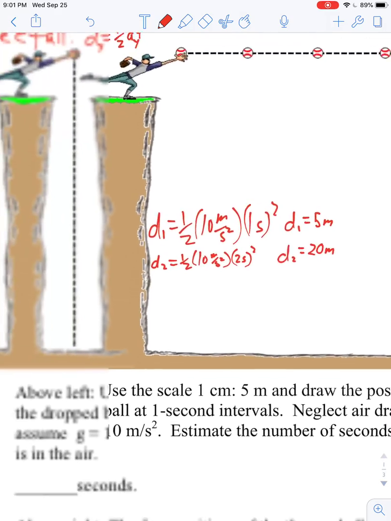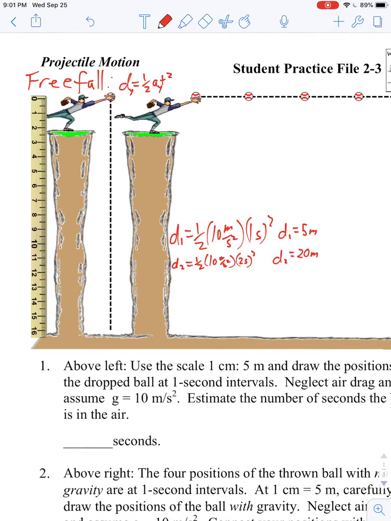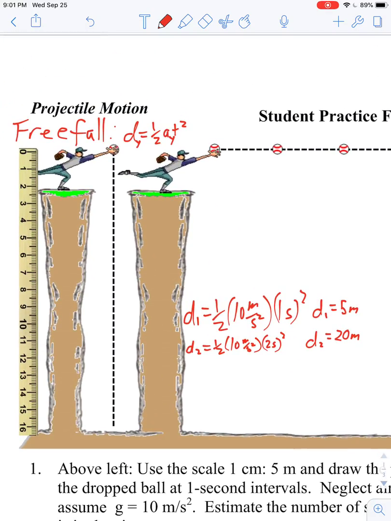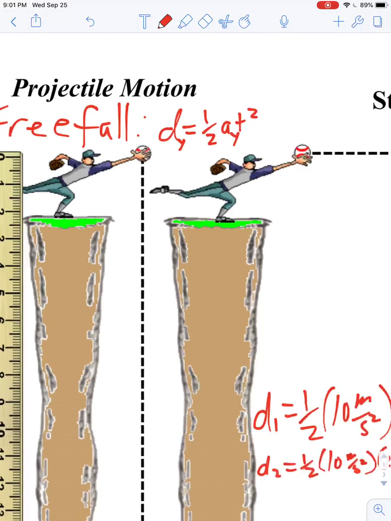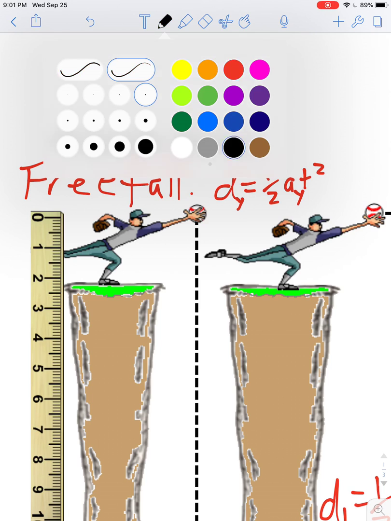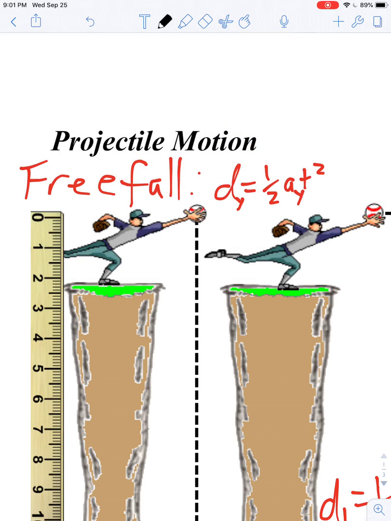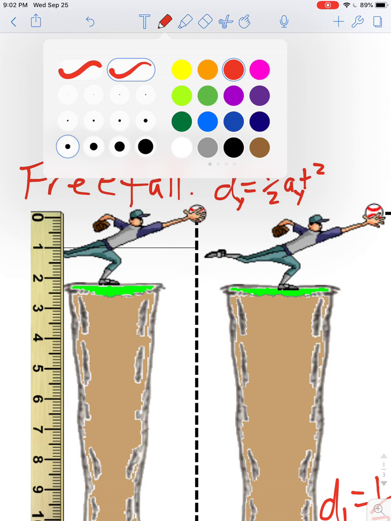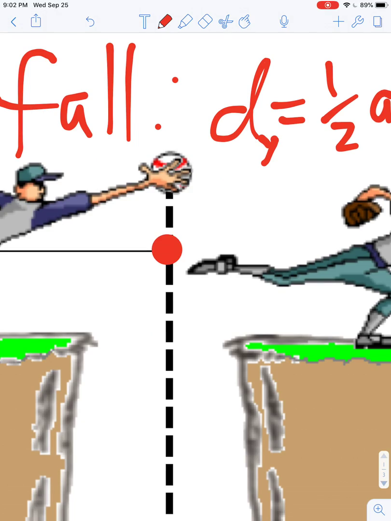Now, before I go on any farther, I've got this scale of 1 centimeter is equivalent to 5 meters. So let's figure out where I am here. With 1 centimeter equal to 5 meters, after 1 second of falling, I'm just 5 meters farther down. So for this first position, that's pretty straightforward. 5 meters is 1 centimeter. So I'm just going to draw a little line here from 1 on my ruler to where it hits this dash line right there. And where I see that, I'm just going to put a little red spot to represent where the ball would be at this point. So just like that.